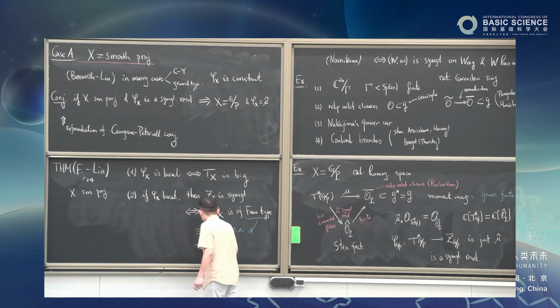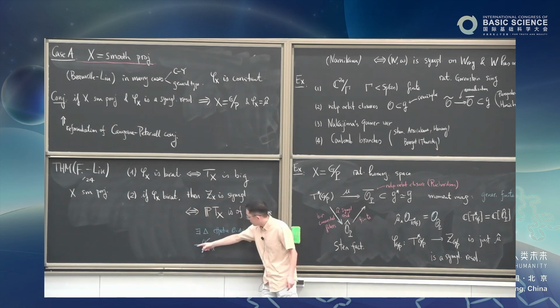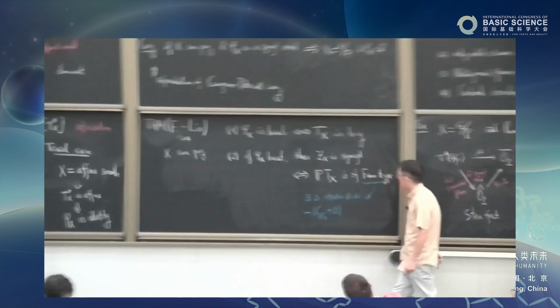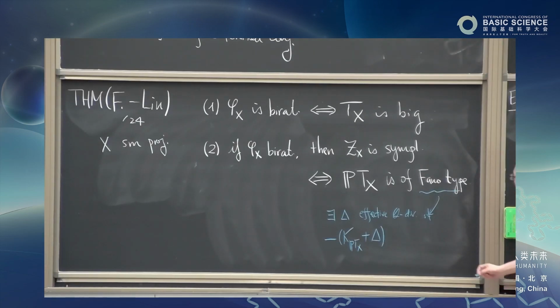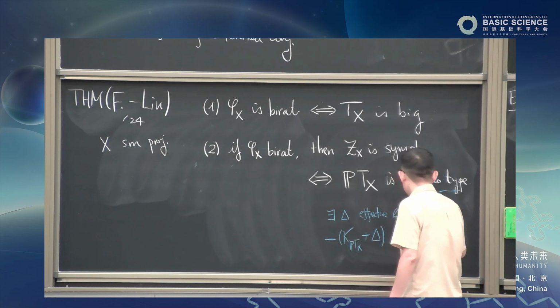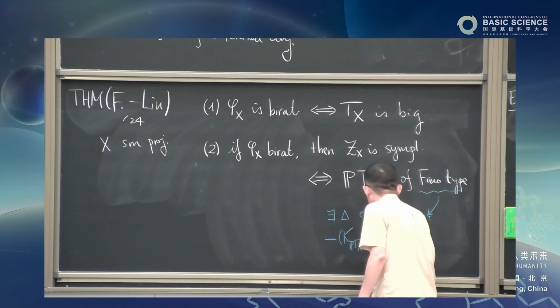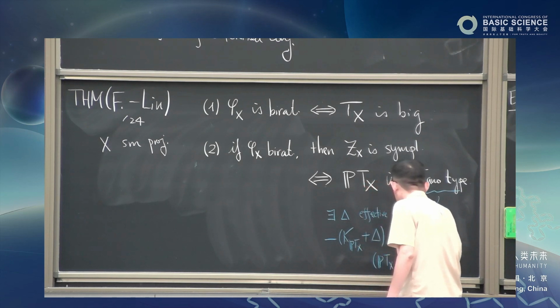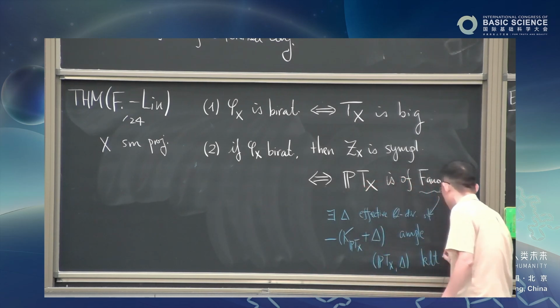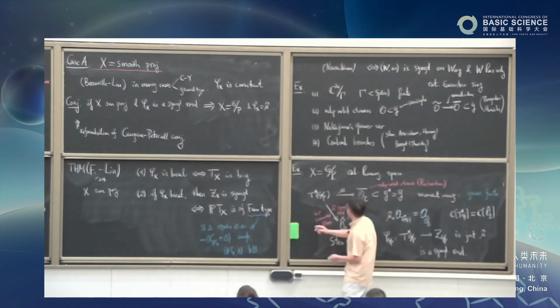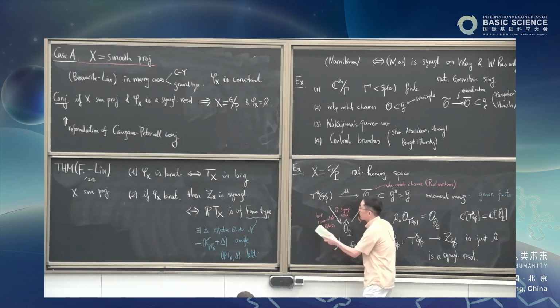First of all, it looks like Fano. Fano means the minus canonical bundle is ample, but Fano type means you need to add this extra divisor to make this ample. And moreover, the singularity is not bad. So the singularity is KLT. And this is our main theorem.